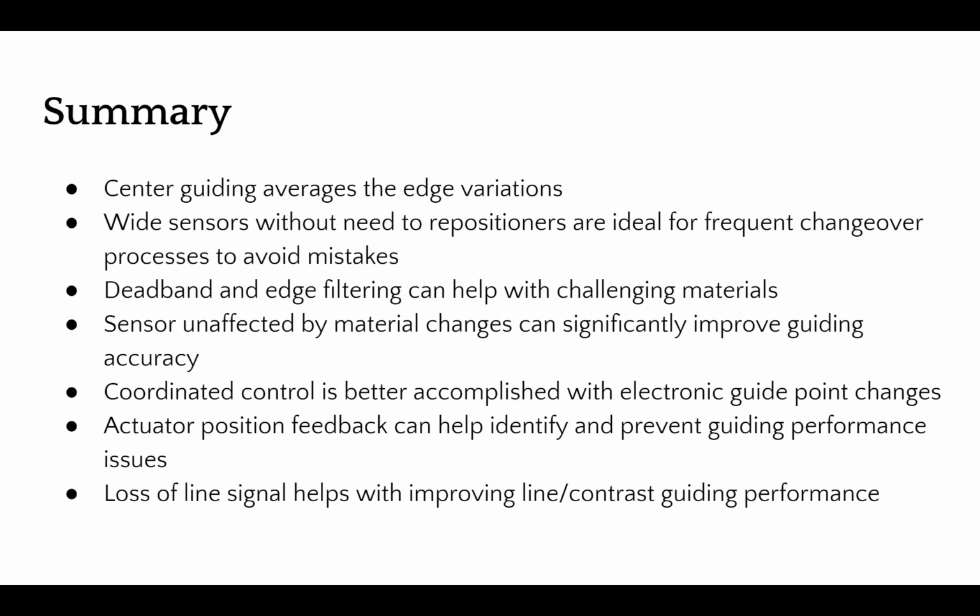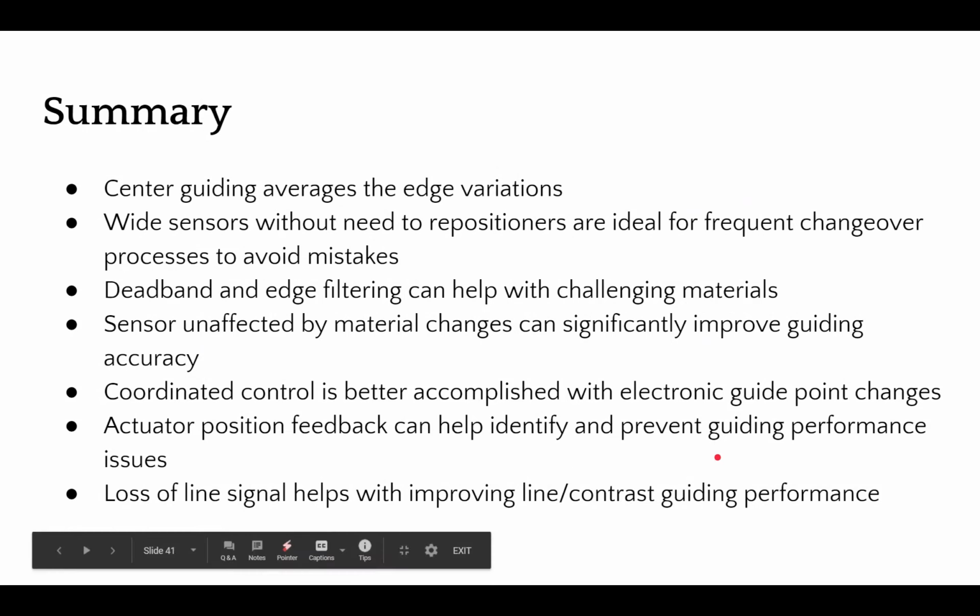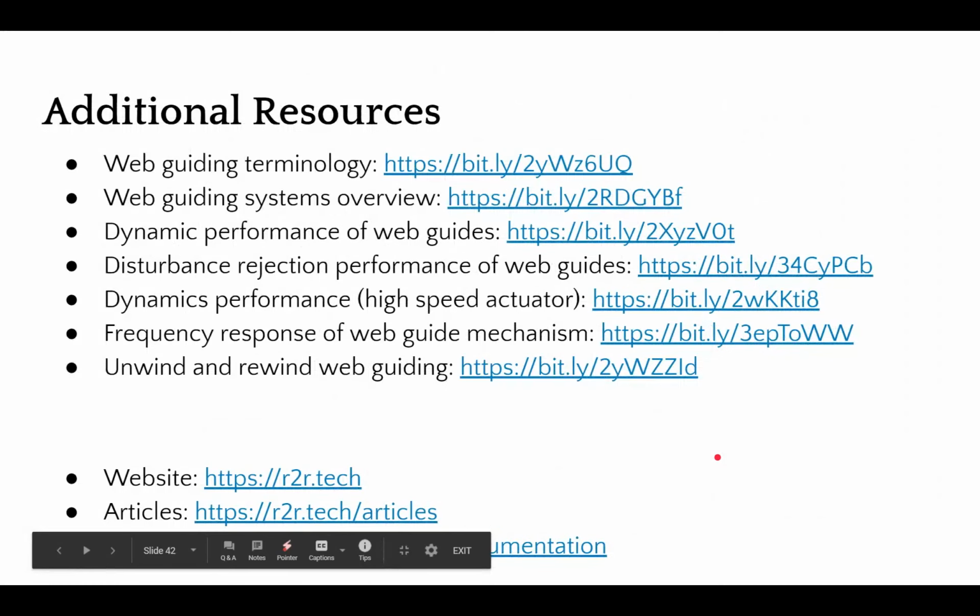So if you go outside the sensing range and you don't know that you've gone outside the sensing range, then at that point the web is not guided, it's just free floating. So if you have a loss of line signal, then you can use that in your PLC and avoid any issues that you might have. That's a quick summary of what we talked about.